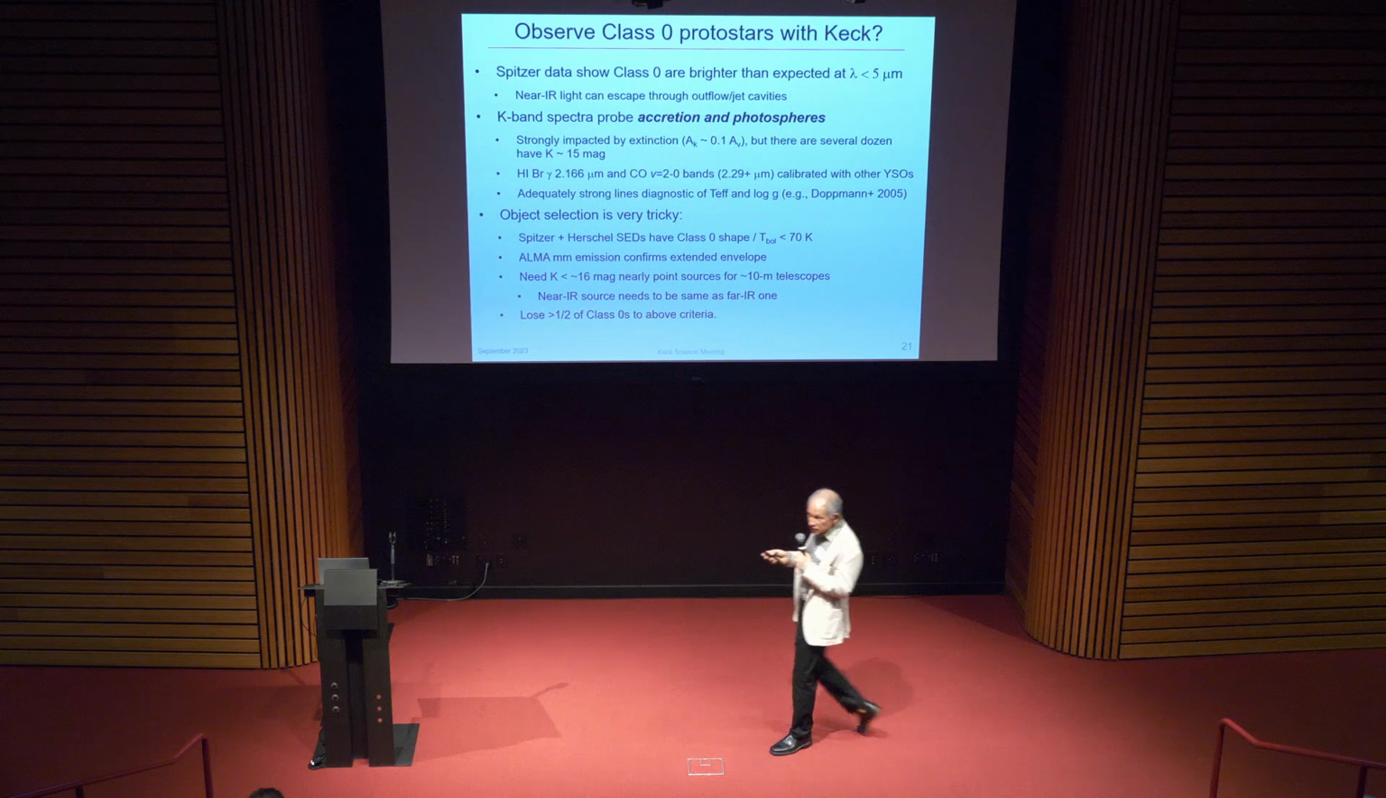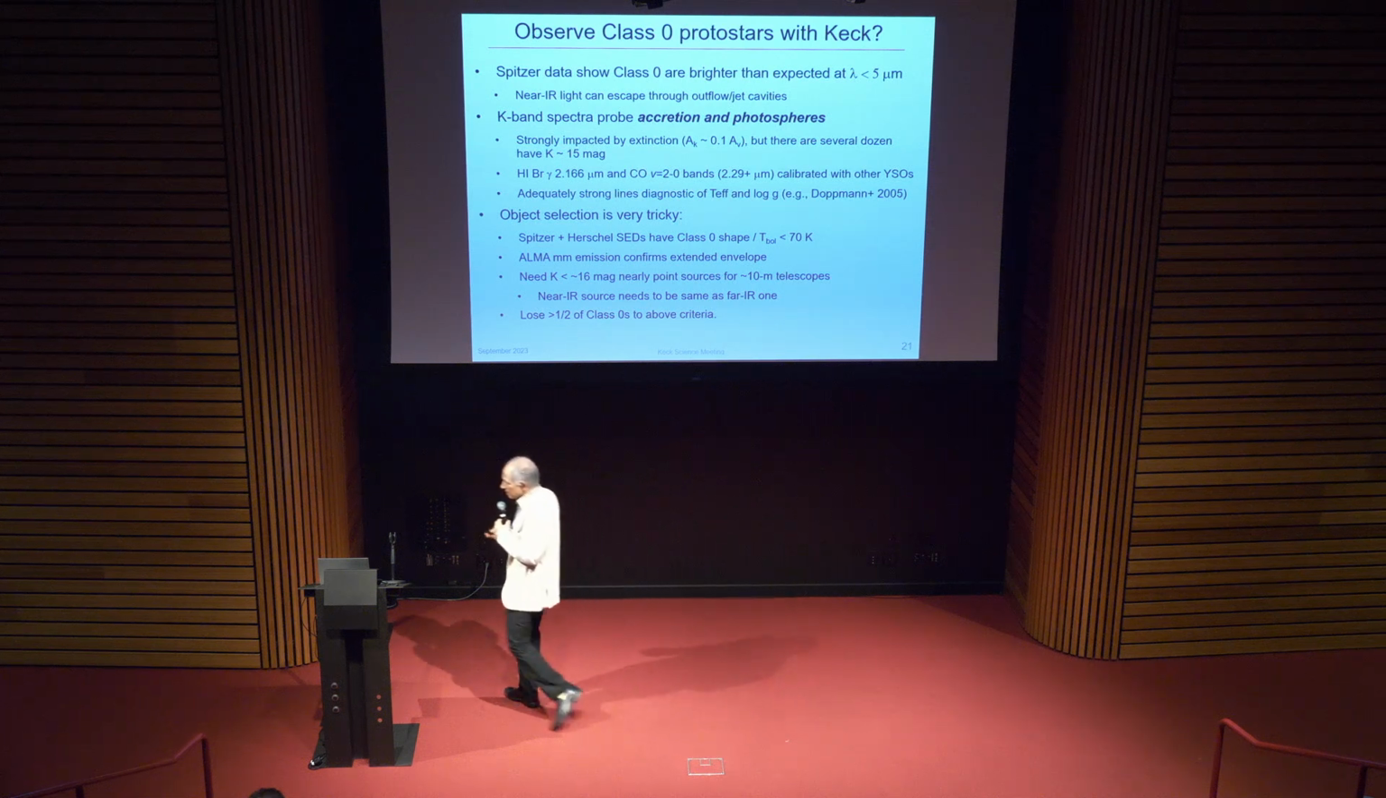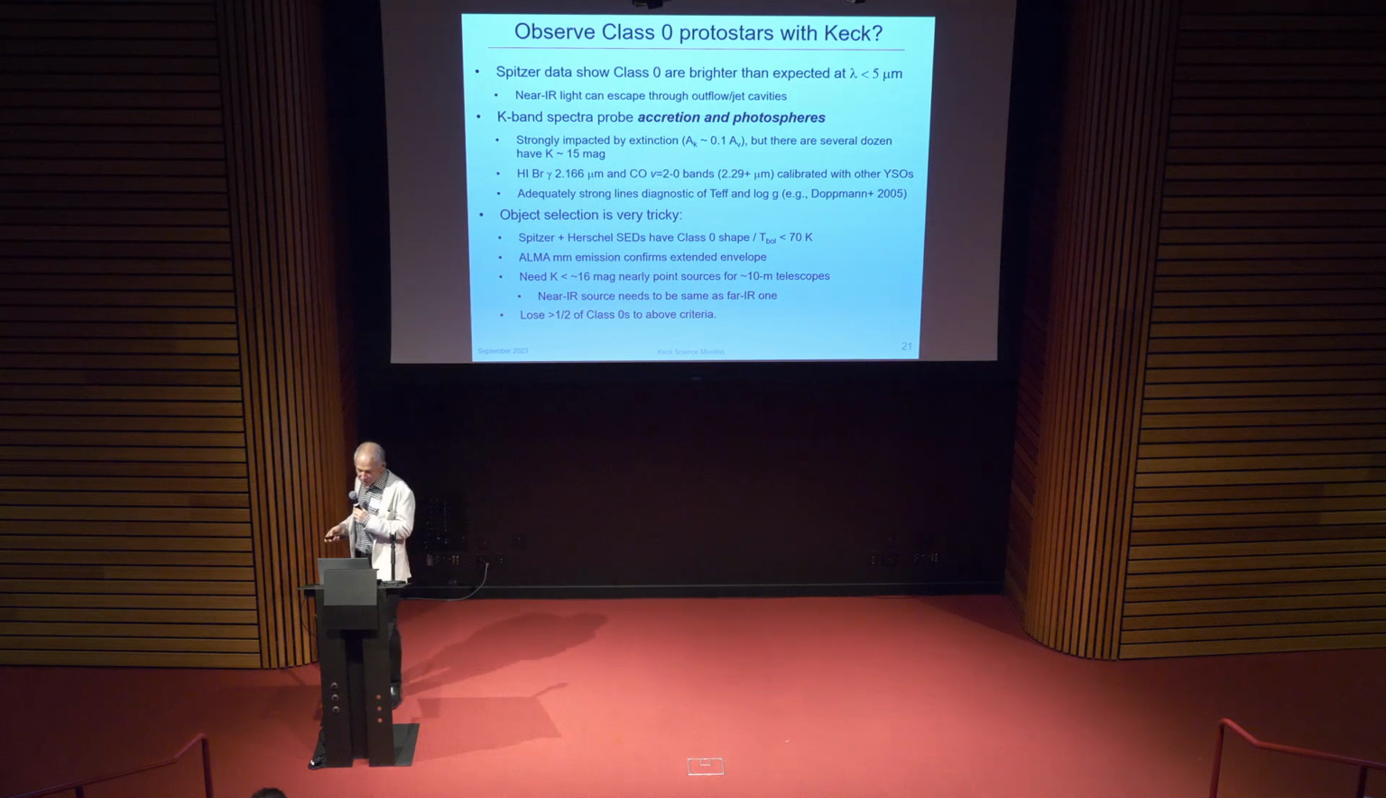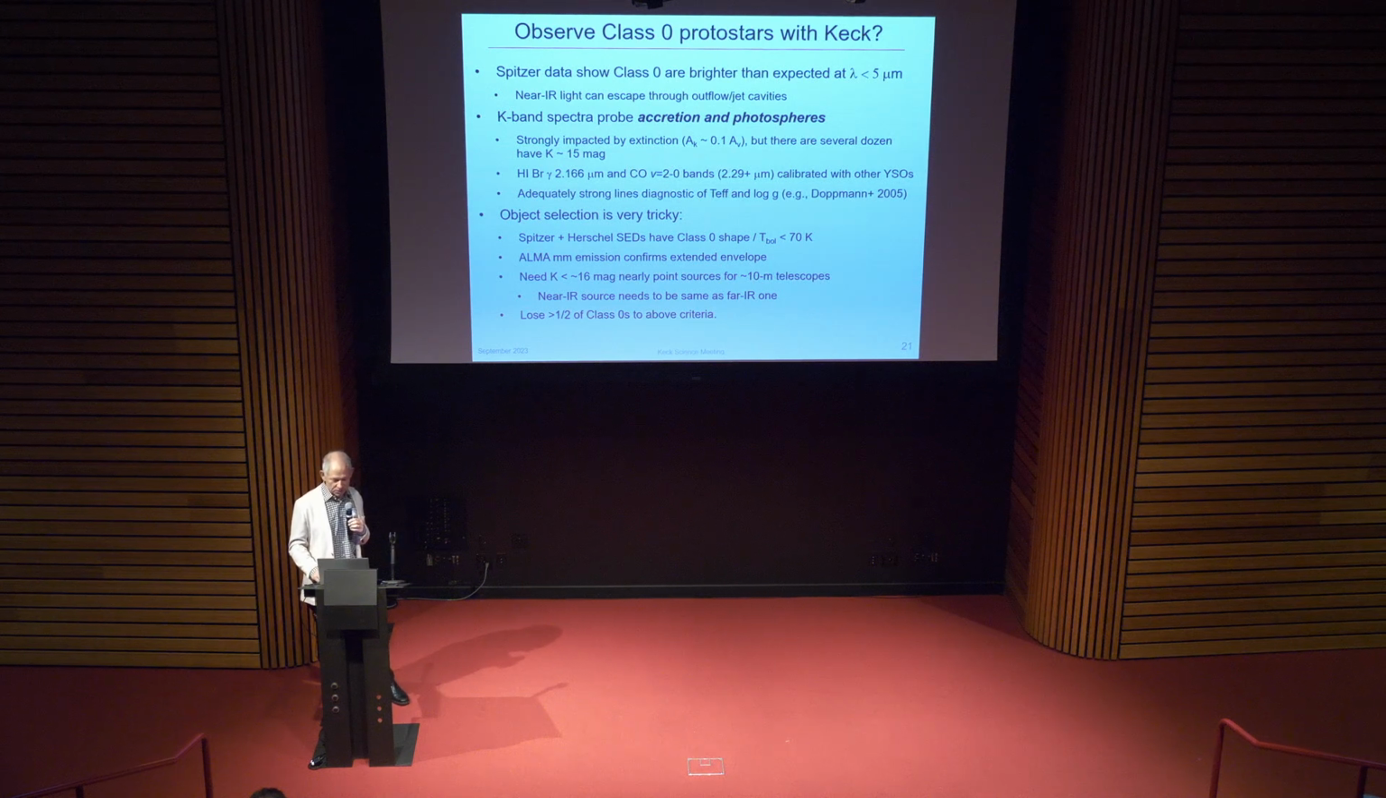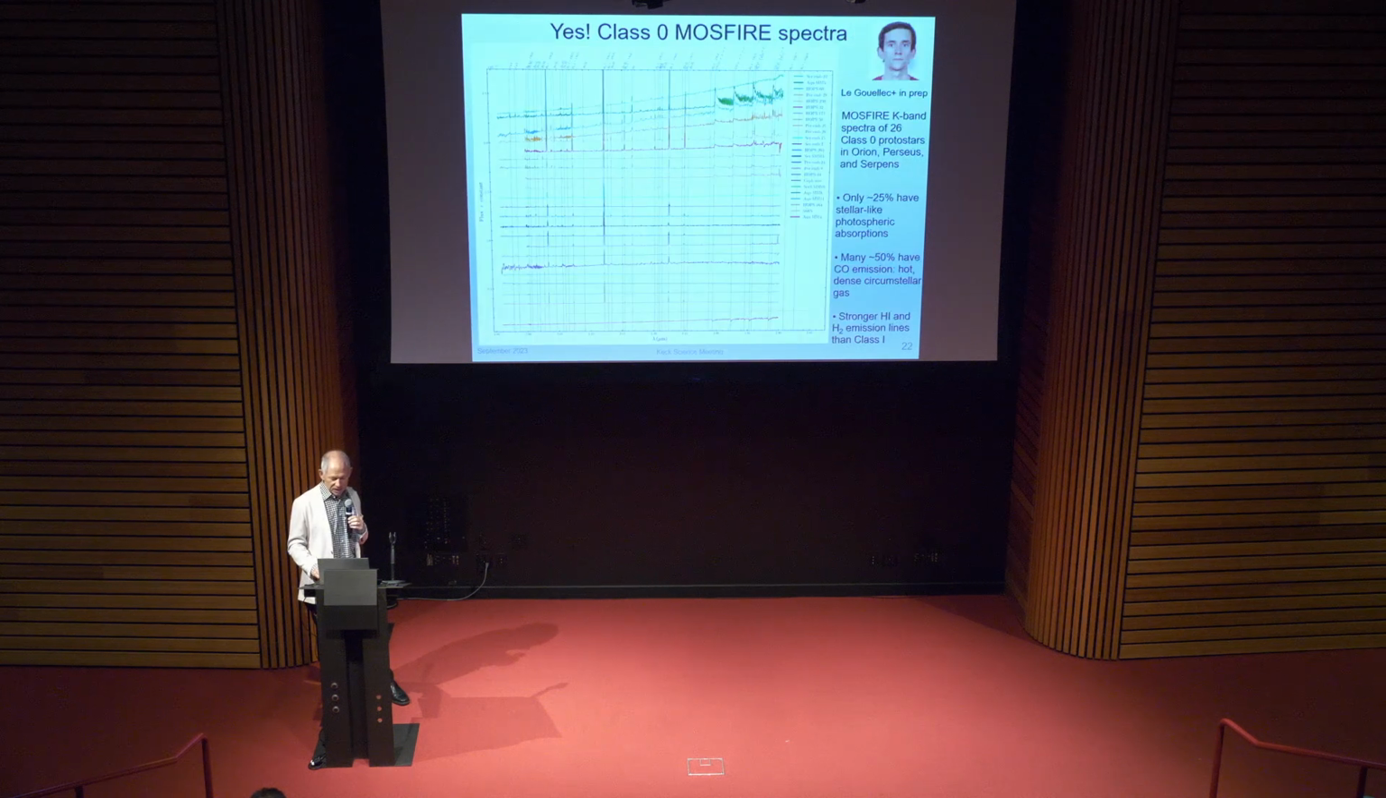Object selection is pretty tricky on these, because a lot of stars we know are binary, and you want to make sure the same thing you're looking at in the near infrared is the thing that's really the class 0, and also that it's visible. But it is possible.